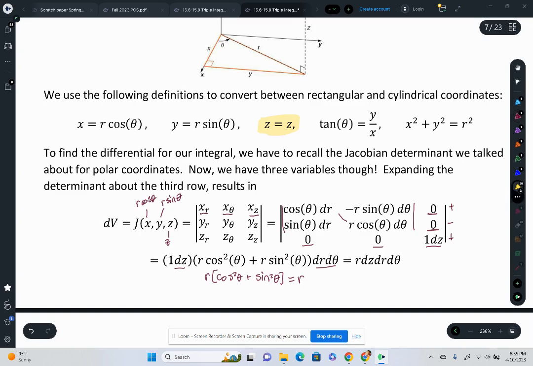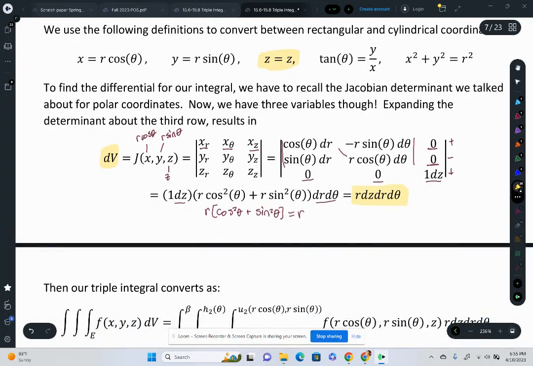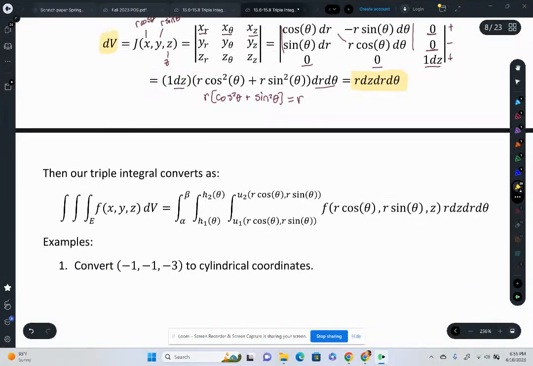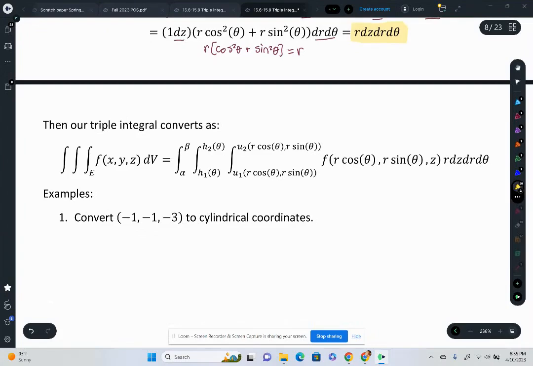So it turns out that the only difference in dV from polar is that we have the dz in there. Hopefully that's not a surprise because we weren't actually messing with z. We messed with x and y and turned them into r and theta. All right, now our triple integral, when we convert everything, we have to replace all x's with r cosine theta, all y's with r sine theta. We need to replace our dx, dy, dz with r dz, dr, d theta.